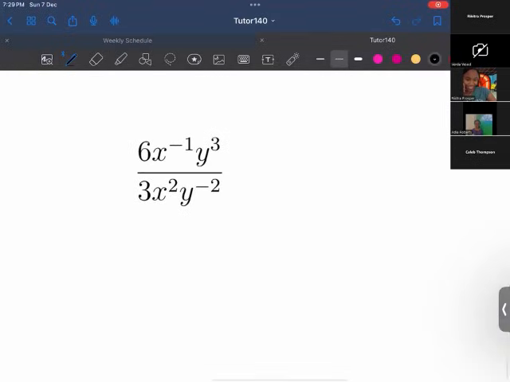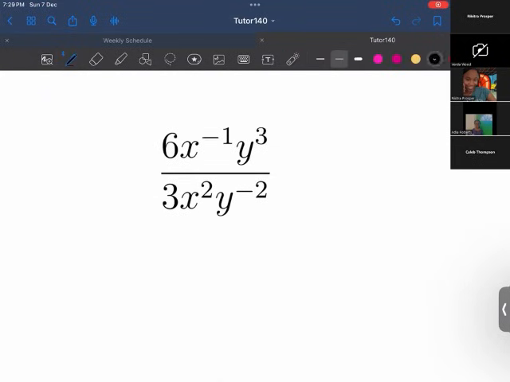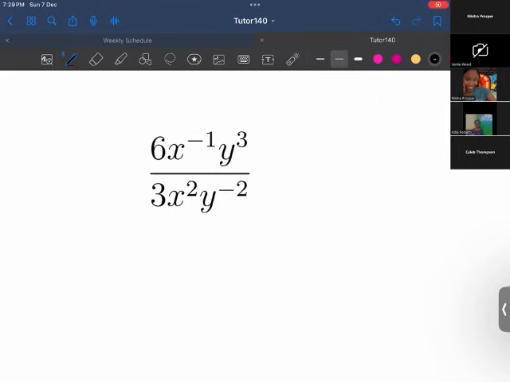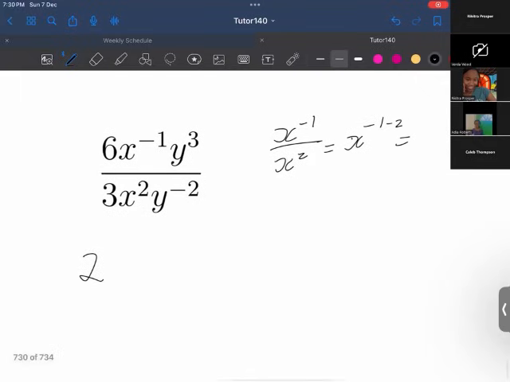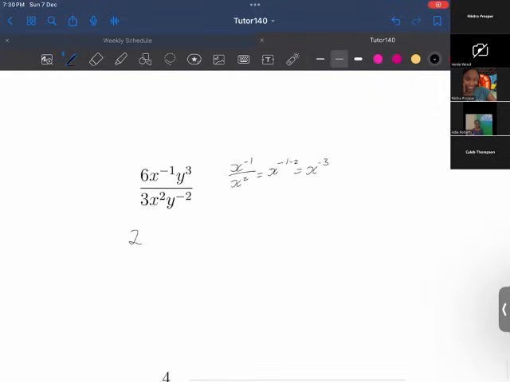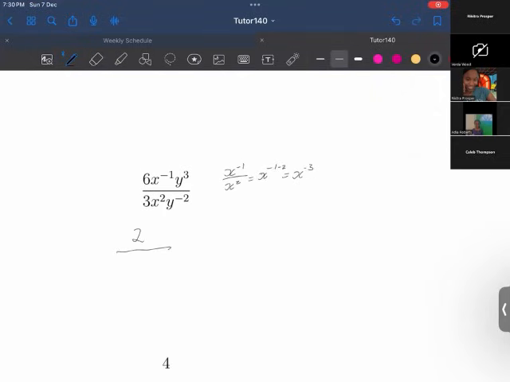This is testing, again, your law of exponents. Start off with the numbers. 6 divided by 3 is 2, sorry. Law of exponents, that's x to the power negative 1 divided by x squared. That's equal to x to the power negative 1 minus 2. That equals x to the power negative 3. Because it's negative, this goes in the denominator. So we put in the denominator x cubed.